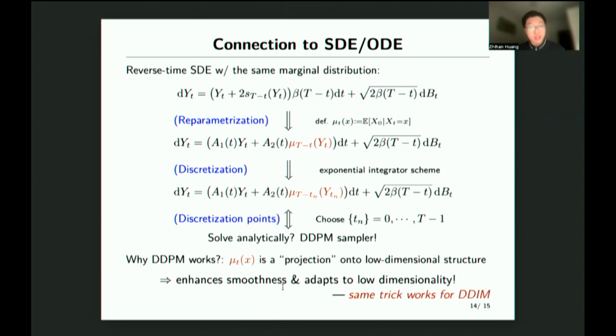So why DDPM works? Here mu t is the posterior mean, so it is a projection onto the low-dimensional structure, which enhances smoothness and gives you some adaptivity to the low dimensionality. And luckily, the same trick works for DDIM, so we use this type of argument to get our results.